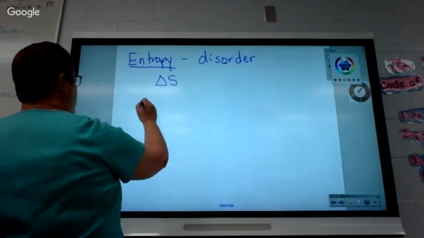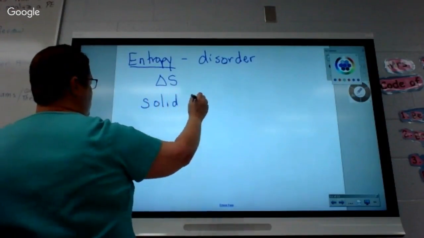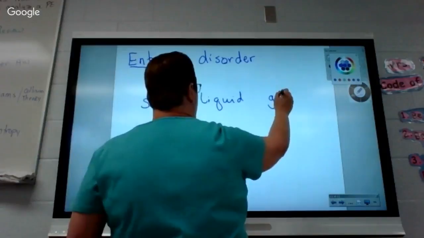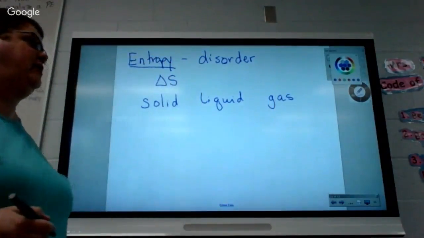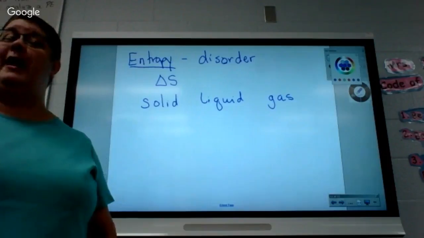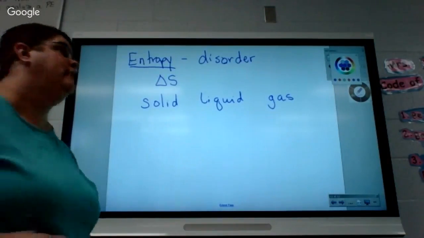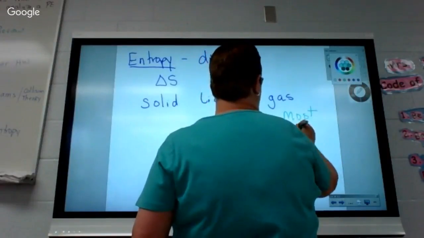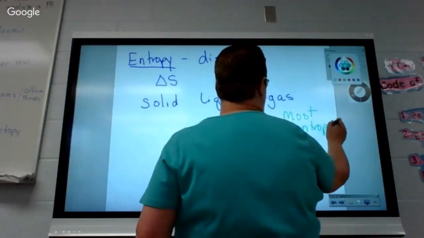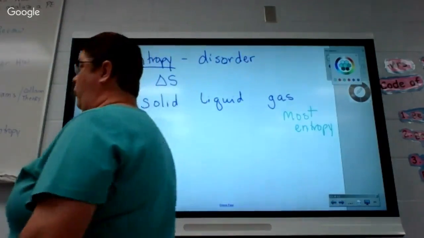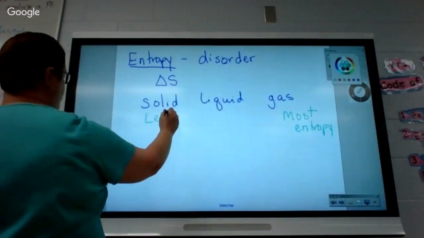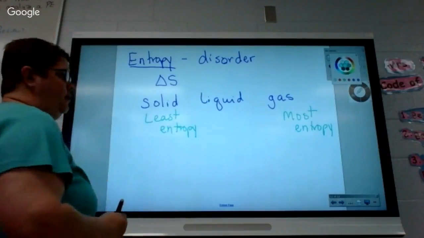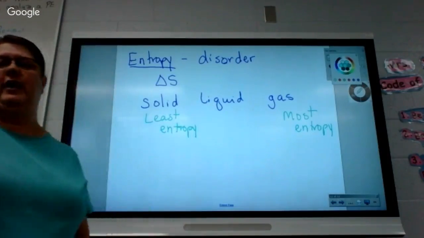So, we're going to look at this in a couple different ways. First of all, when you talk about a solid, a liquid, and a gas, based on those, who would have the most disorder, or now the most entropy? That's right. A gas will have the most entropy. And who would have the least entropy? That's right. So we could actually do greater than and less than signs, but I won't do that at the moment.